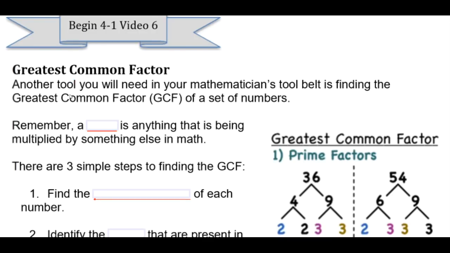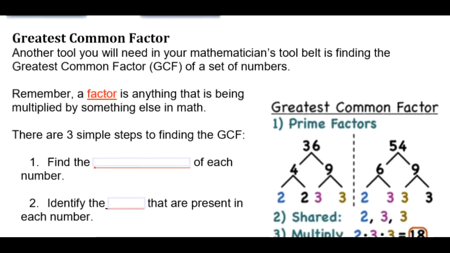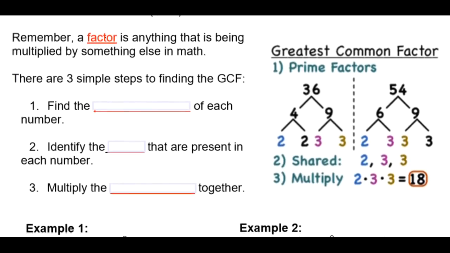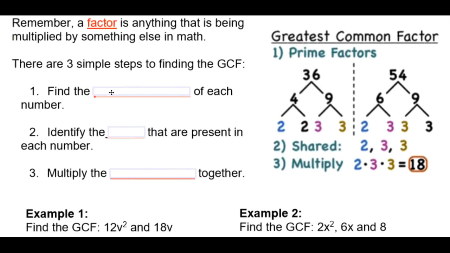So greatest common factor. Remember that a factor is anything that's being multiplied by something else. That's what we use the word factor for in math. Finding GCF. This is something you've done before, but there are three basic steps. First, you find the prime factorization. Prime factorization is this thing we call a factor tree. It's basically saying what are all the prime numbers that you would multiply to get the number you started with. All right, and I'll show you how to do that in just a second.